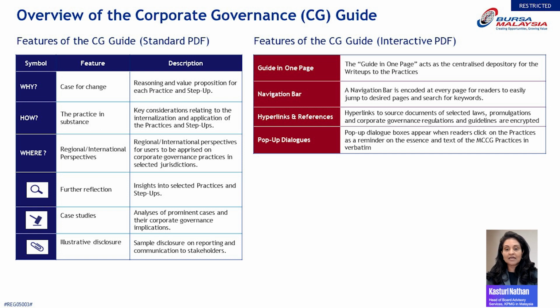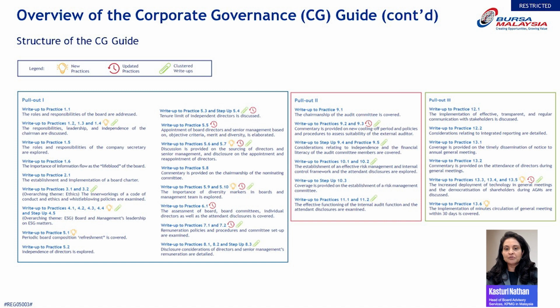Next, hyperlinks and references are embedded throughout the document for readers' ease of reference to selected CG-related laws, regulations, and guidelines. Finally, pop-up dialog boxes appear throughout the guide when readers click on the practices, displaying the practices in verbatim. This serves as a quick and easy reference to the Malaysian Code on Corporate Governance, updated in April 2021, henceforth referred to as the MCCG. The CG Guide is structured into three pull-outs, which are reflective of principles A, B, and C of the MCCG. Write-ups on selected practices that are closely related are clustered to promote a holistic understanding of the intended outcomes.